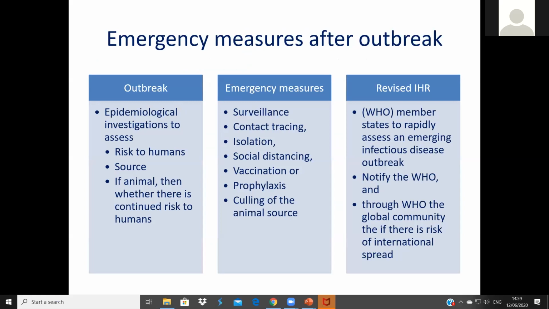And after this outbreak, now this is a pandemic with COVID-19, most of you already know what we do. So first of all is epidemiological investigations. They are initiated, and we look for risk to humans, and we knew that the risk to humans with COVID-19 was more, especially in the Western world. And then what is the source of the organism? My previous speakers have shown us how we can go to the source, and if it's animal, then whether there is continued risk to humans by presence of animals.